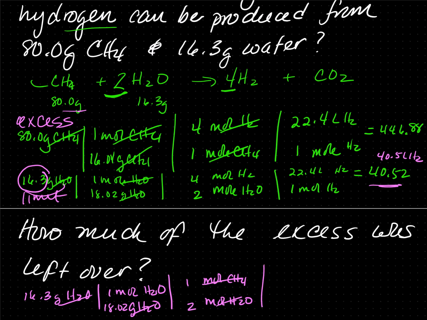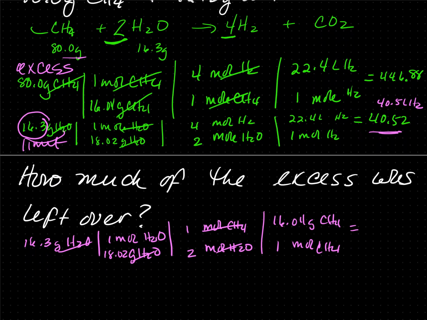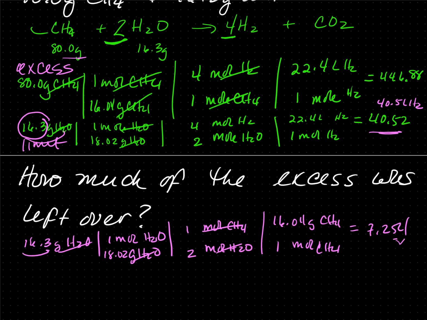So moles of methane, 1 mole is 16.04 grams of methane. Multiply the top, multiply the bottom, and then divide. 7.254. There are 3 sig figs, so this becomes 7.25 grams of CH4 used.